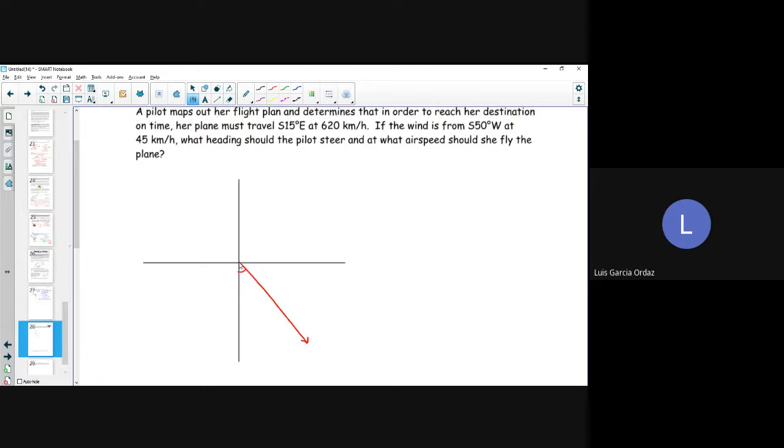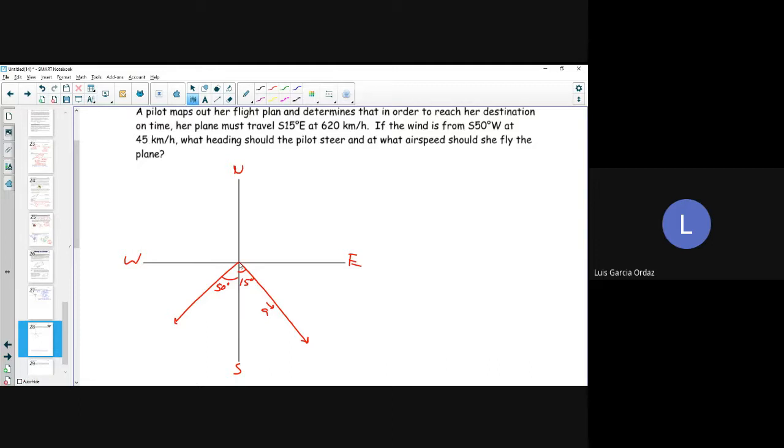So this is the angle that's acting upon the plane. So I have to travel 15 degrees southeast. So this is north, south, east, and west. Let's name this vector A over here, which is 620 kilometers per hour. If the wind is from southwest at 50 degrees at 45 kilometers an hour, what heading should the pilot steer and at what airspeed should she fly? So I got another force of wind over here. So southwest, and this is 50 degrees.